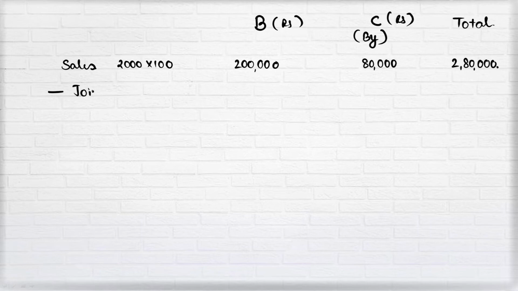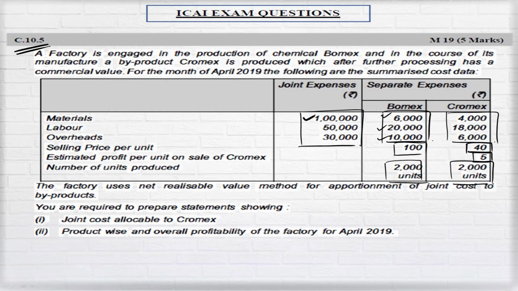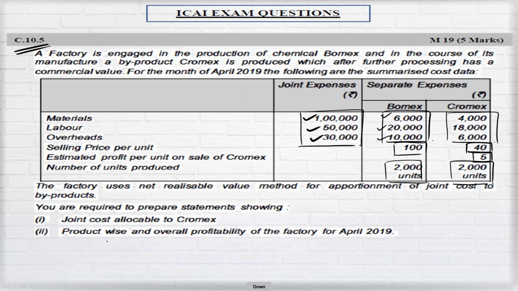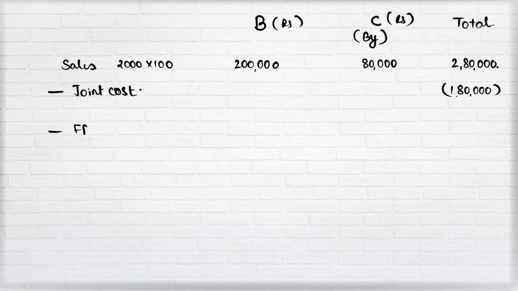Minus joint cost. I am directly writing down the total of joint cost. Total of joint cost is 1,80,000. I am not distributing it. Last, it will be automatically distributed. Bomex has another cost and C also has a further processing cost. So both have further processing cost. Minus further processing cost.